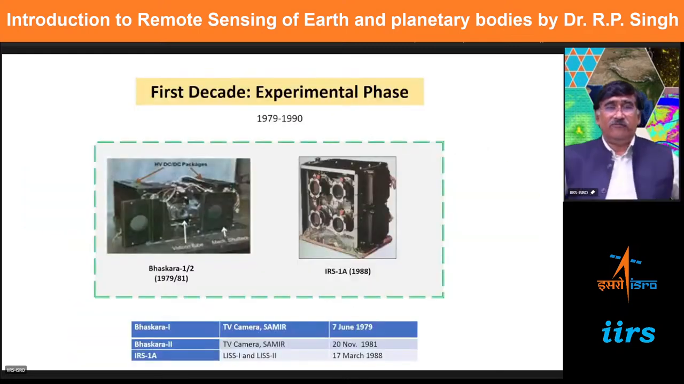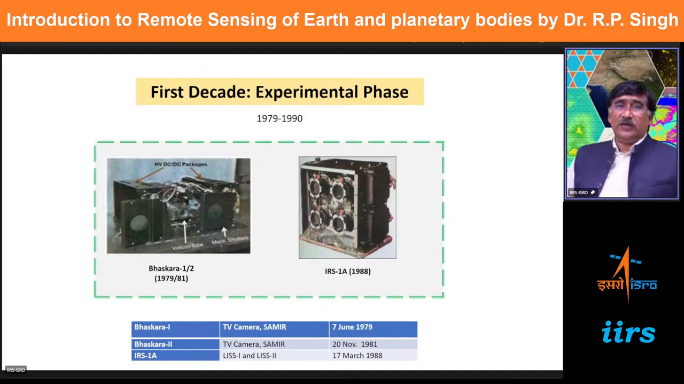Then in the first decade, 1979 to 1990, let me call it the first decade of remote sensing, although we launched Aryabhatta as the first satellite, the remote sensing satellite was Bhaskara 1, launched in 1979, and then Bhaskara 2 was launched in 1981. These were the two satellites which gave us new knowledge.